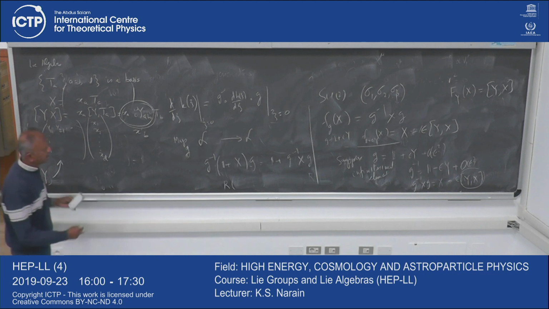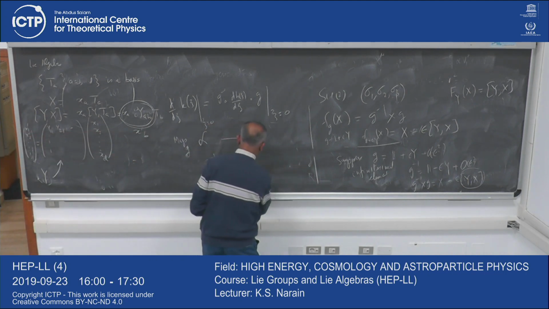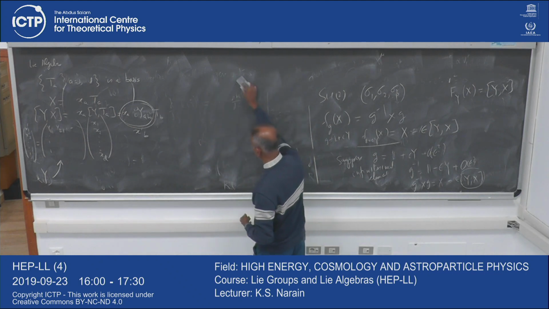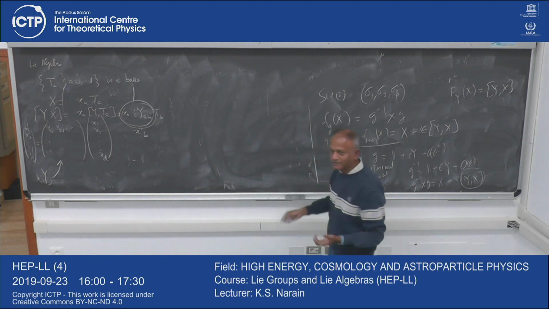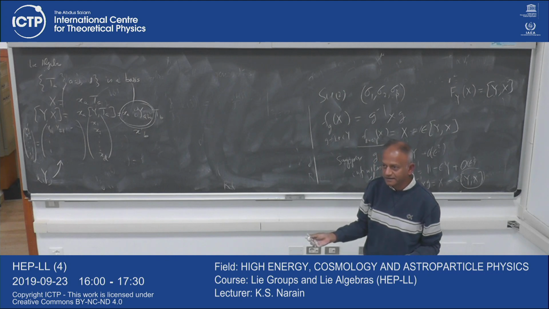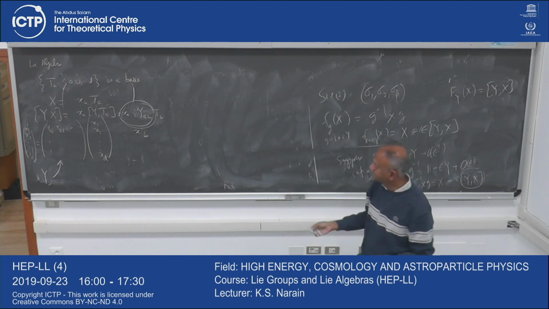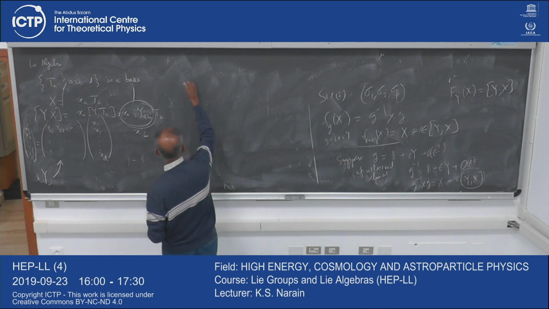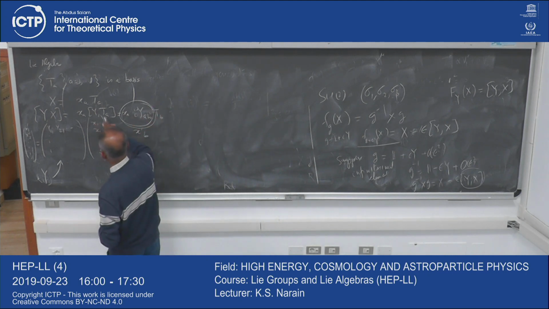Now, let's see the properties. Are all the properties satisfied or not? Is it a representation? We have the condition of linearity, right? The linearity is obvious because the commutator is linear.